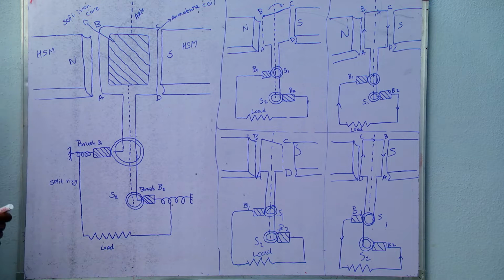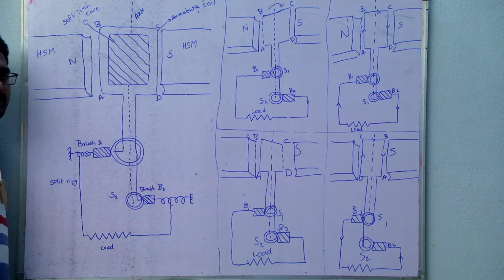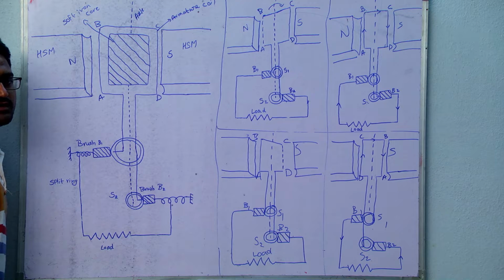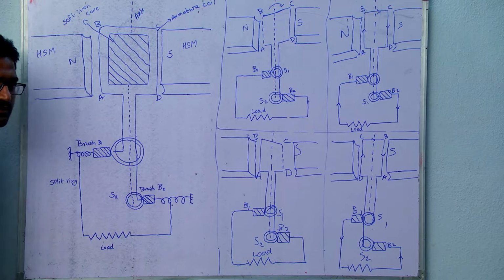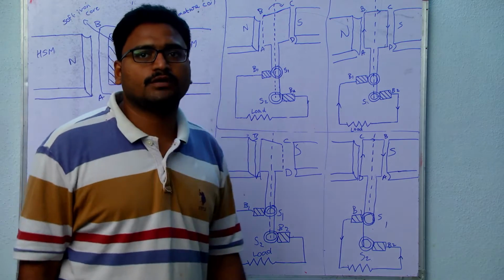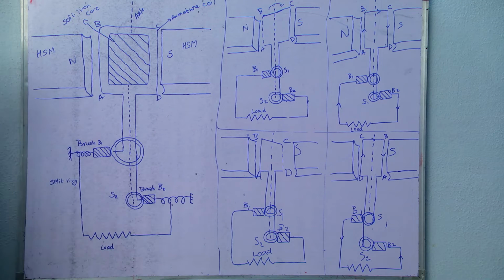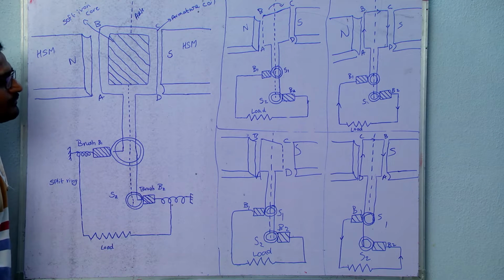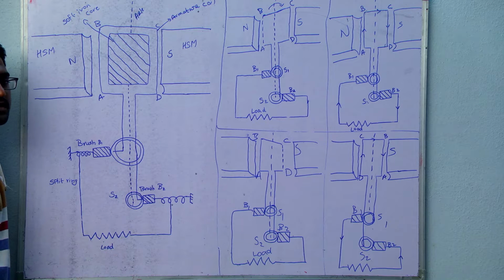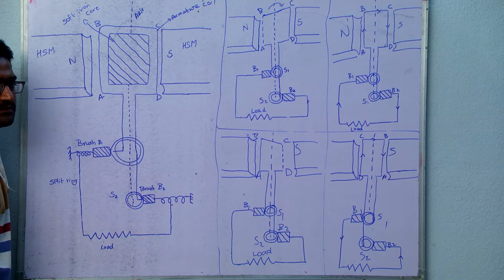So, AC generator. Now, the AC generator works on the principle of... what is the principle of AC generator? Electromagnetic induction. When a moving conductor is placed in a magnetic field, then an EMF is induced across the ends of the conductor. That is called electromagnetic induction, and the AC generator works on this principle.